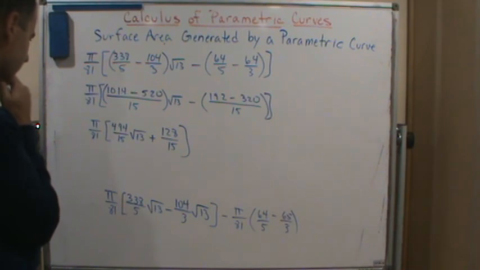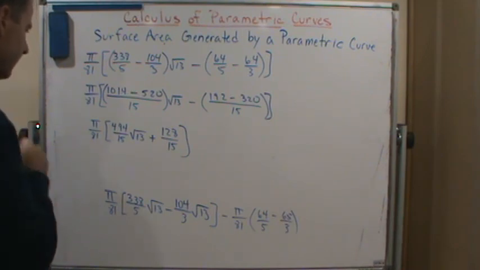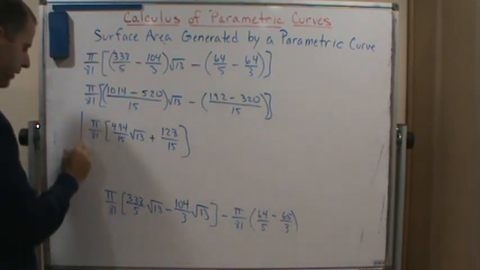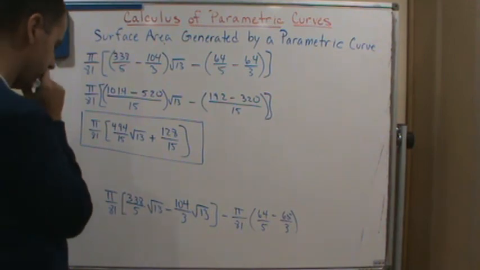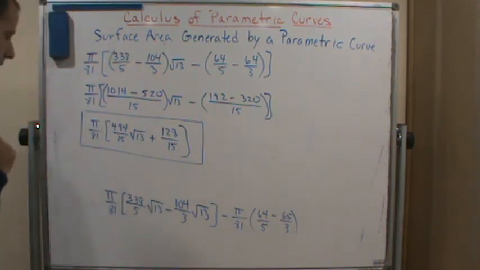And let's see here. Yep, that's it. So this is the way I leave it. I don't think you can simplify it any further. No, you can't. And so that's our final answer. And that is the surface area of the given parametric curve.